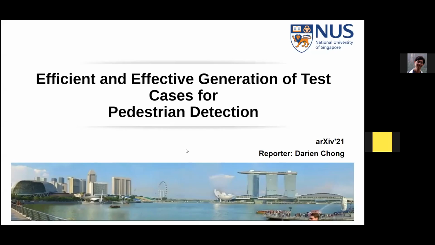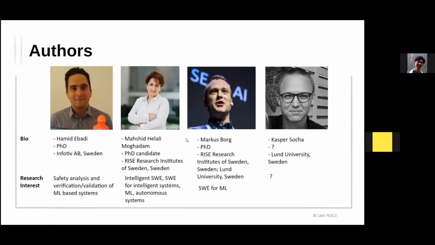All right, so good afternoon, everybody. Today's paper is on, as Dr. Lin has mentioned, search-based software testing, but in a more unusual context. So in this case, it's generation of test cases for self-driving cars.